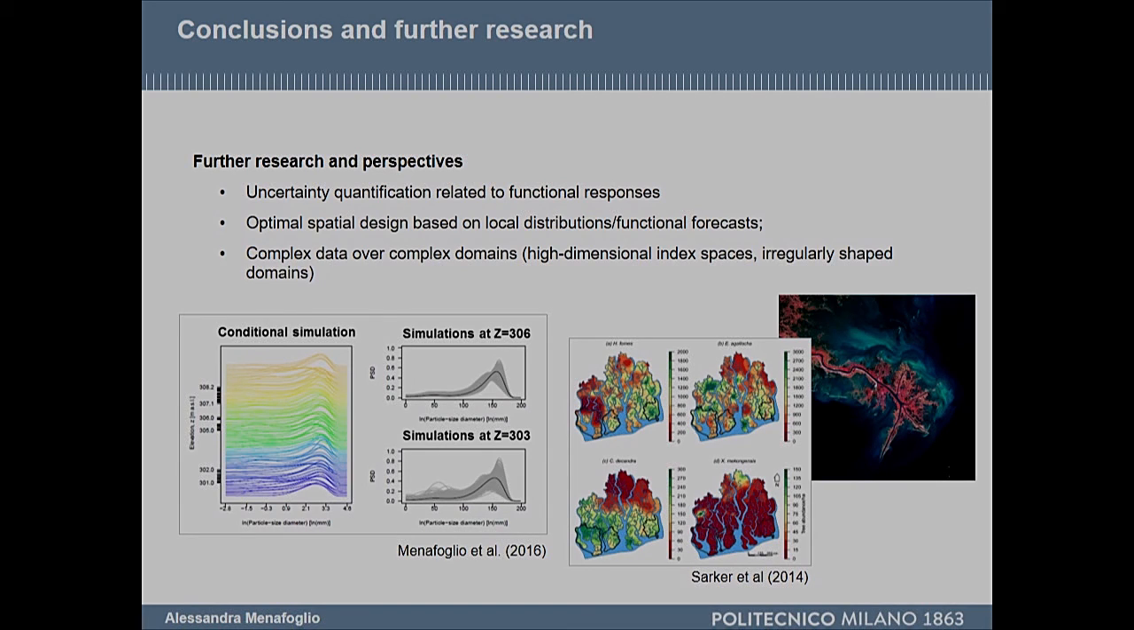Other kinds of analyses are those based on the idea of creating optimal spatial designs, or going in the direction of complex data with complex domains, like in these pictures where we have, for instance, estuaries, or data over some very complex domains with rivers inside, and here characterizing the spatial dependence and making predictions is something highly complex.